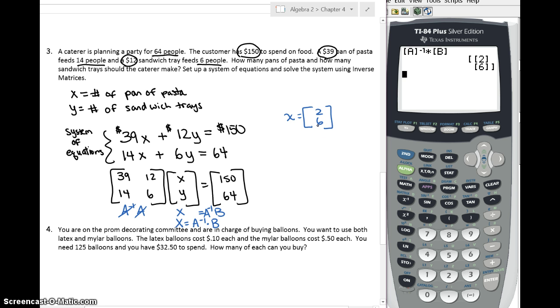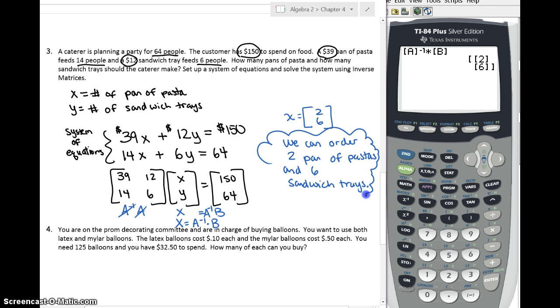You do have to explain to your reader what that means. Since X, the first number, is the number of pans, okay, we know the following. We can order 2 pans of pasta and 6 sandwich trays to be able to feed 64 people with $150. Okay, just to kind of summarize.